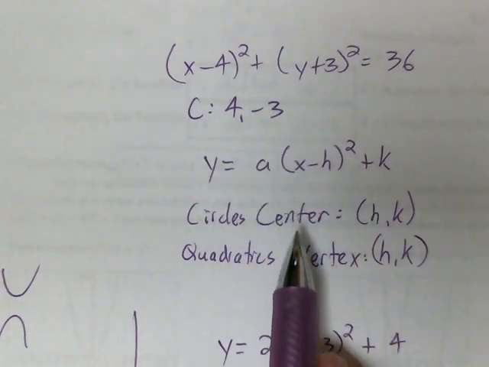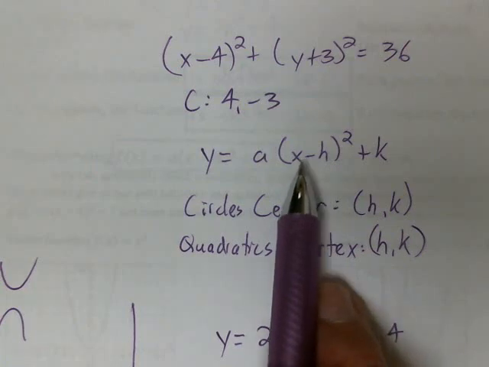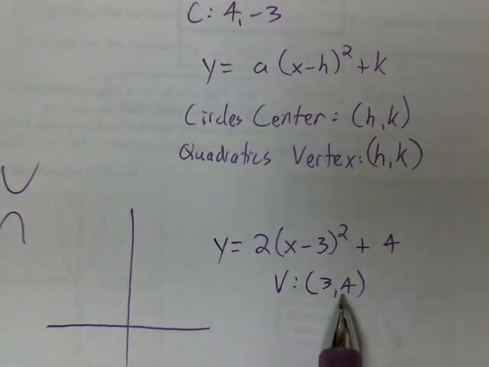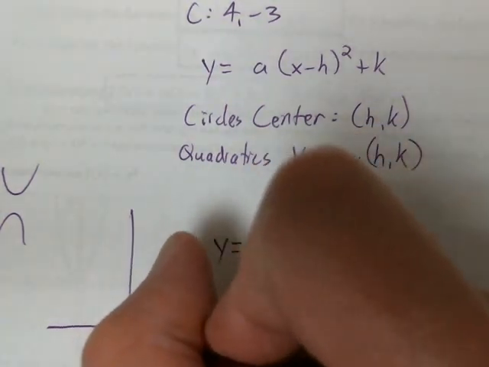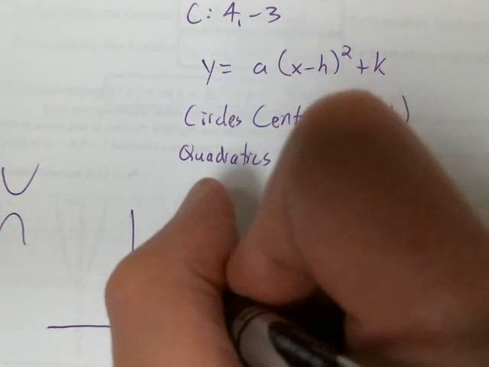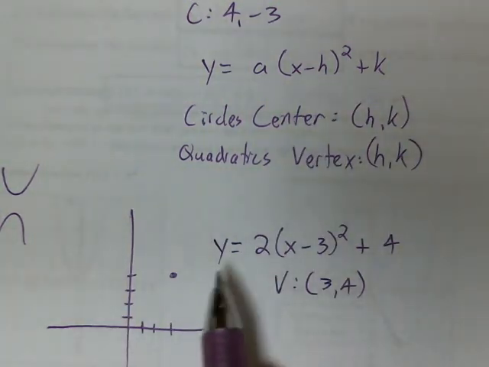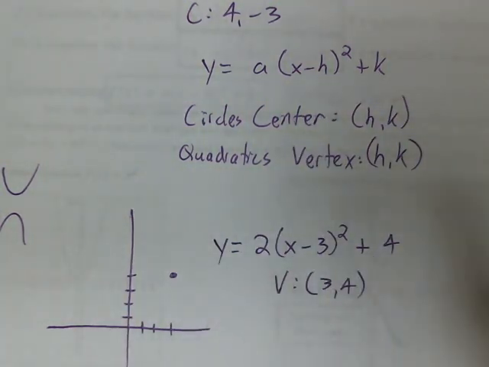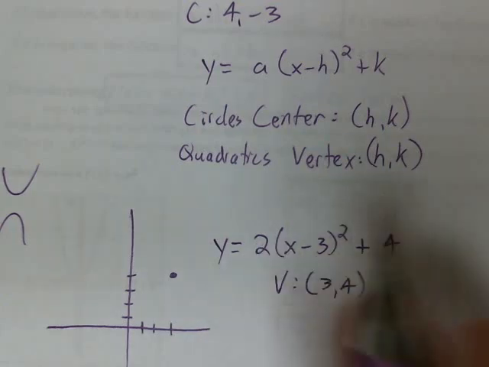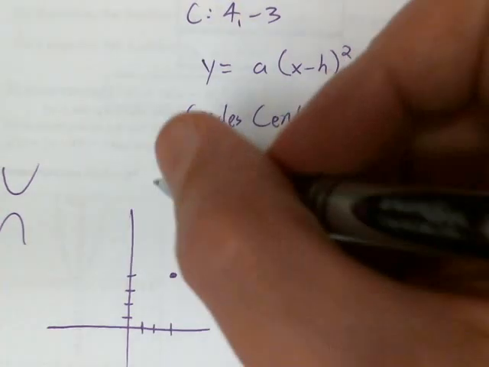But in my equation, vertex form for a quadratic is x minus h. And why is that? Well, if I were to plot this 3 comma 4, I've got 1 2 3, 1 2 3 4. So 3 comma 4, that's going to be my vertex. My graph is going to open up, which is the point of this lesson. The graph is going to open up because there's no negative here. I don't have a reflection. I'll talk about that in just a bit. So my parabola is going to look something like this.